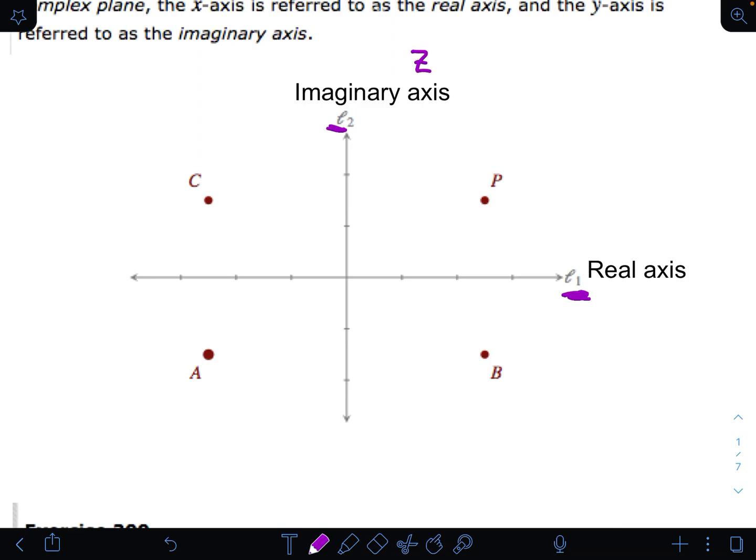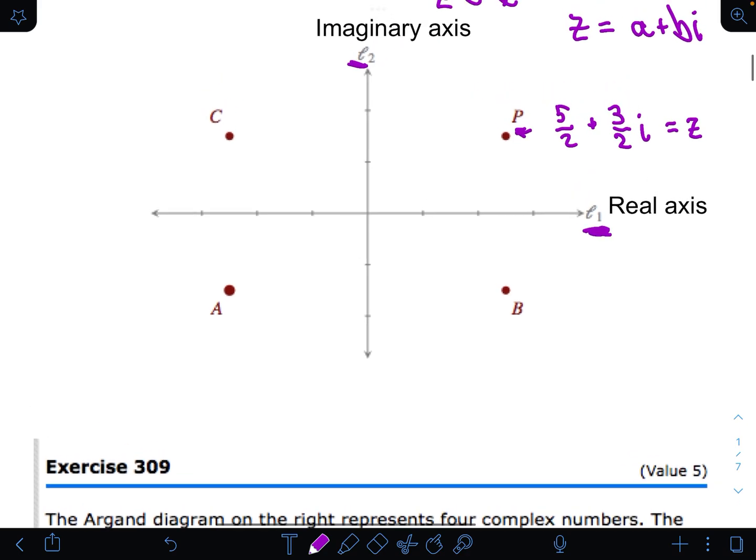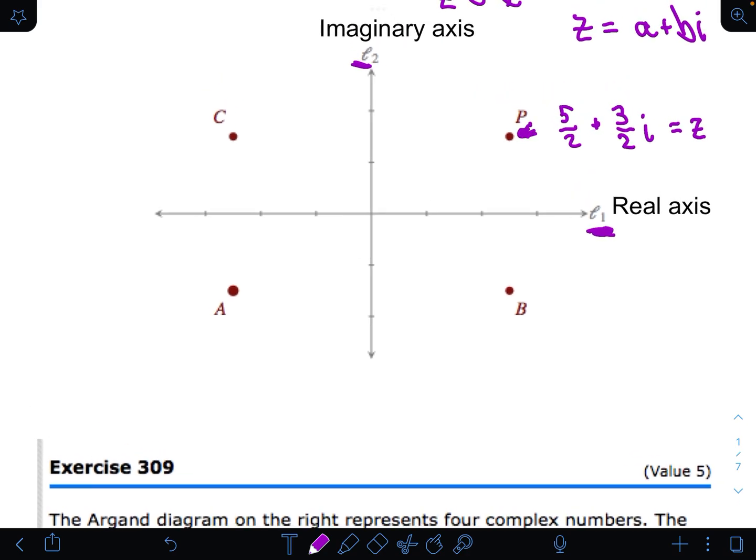So where z is some element of the set of complex numbers, z can be written as a plus bi. Let's say point P is our z. Let's say our number is 5 halves plus 3 over 2i. This is a nice little candidate for our z, because on exercise 309 you're told, let's say you have some complex number z. Fine, let's just say this is the z.